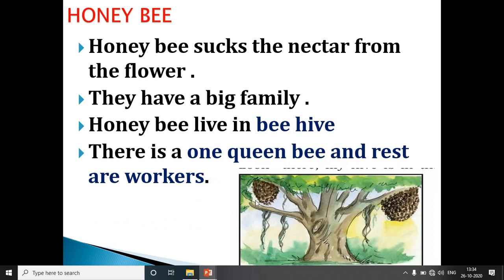In this beehive we can see there are a lot of honeybees. In this group of honeybees, there is only one queen bee. So how many queen bees are there? Only one queen bee, and the rest of the honeybees are called worker bees. Understood, children? In a honey beehive, there will be only one queen bee and the rest are called worker bees.